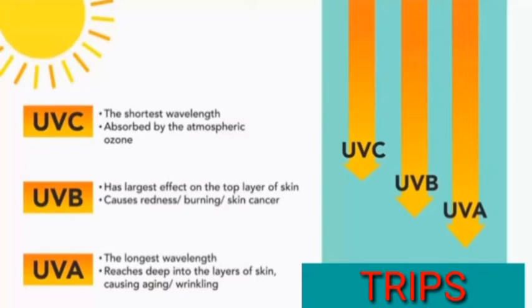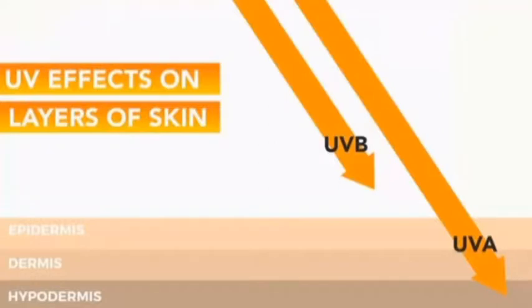The sunlight that reaches us is made up of three types of rays, children, that is UVA, UVB and UVC. The long wavelength rays are called UVA and the short wavelength rays are called UVB and UVC. And UVA and UVB are the rays that harm our skin, children. Please remember this. UVA and UVB are the rays that harm our skin. UVC rays do not penetrate through the ozone, so we need not worry about these rays.